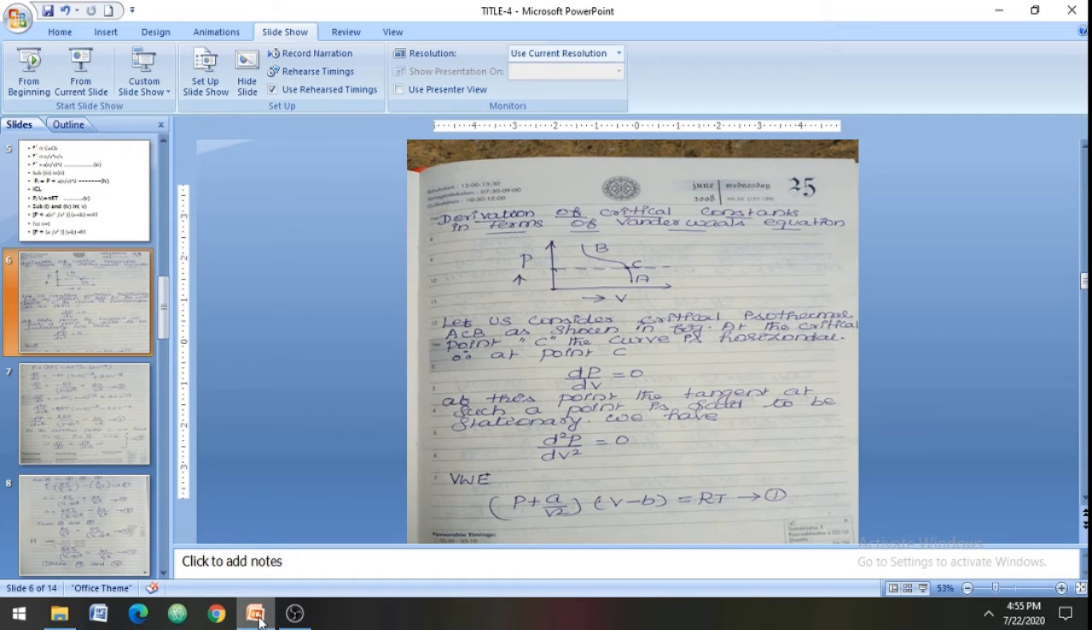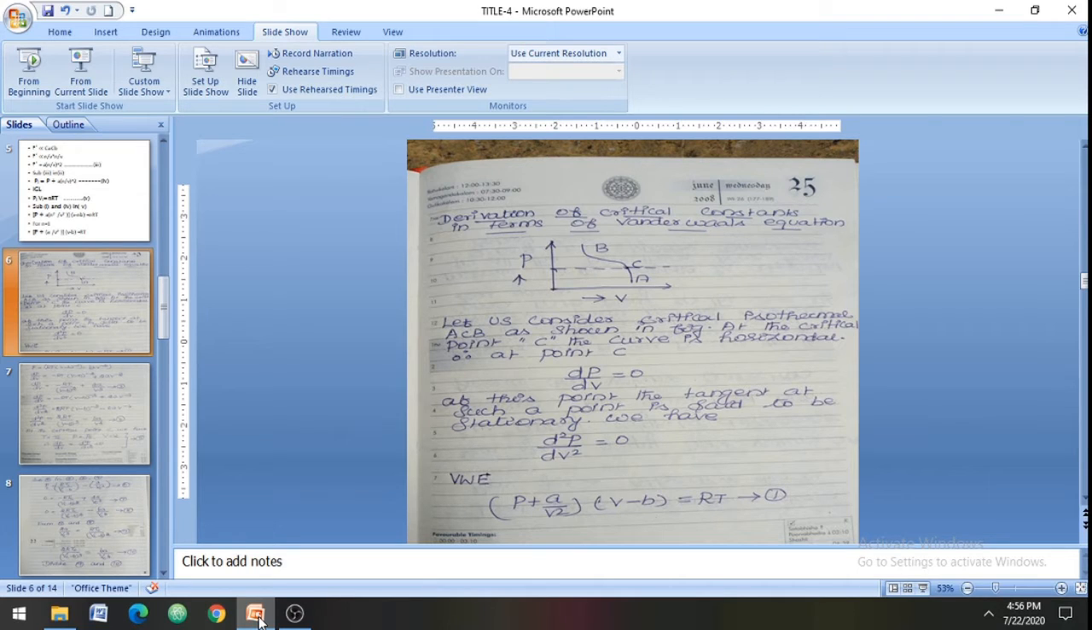First one, critical temperature: the maximum temperature at which a gas can be liquefied. At this temperature only, gas is converted into liquid. This is the maximum or optimum temperature. That is the critical temperature. Second one, critical pressure: the saturation pressure corresponding to the critical temperature. Third one, critical volume: the volume occupied by a gas at the critical condition. These are the critical constants.